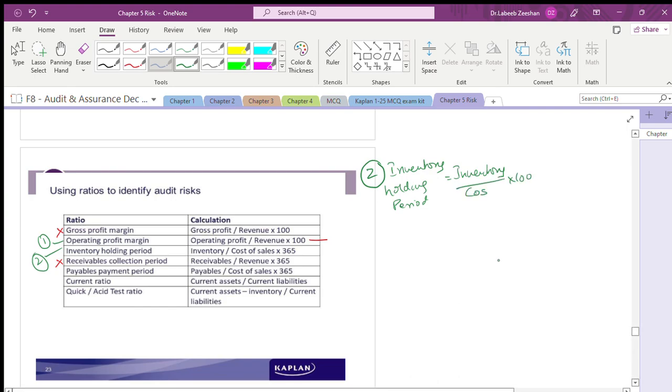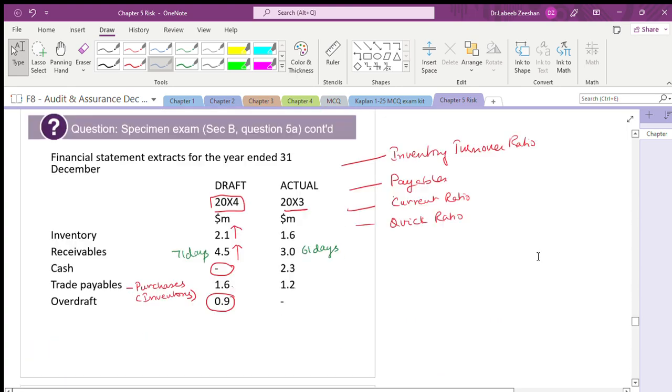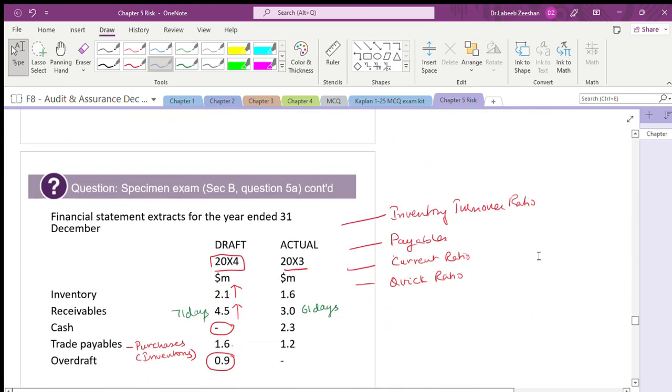See, you just write it in as short as possible. You don't need to write everything in the examination, but be very specific about what you are writing. Inventory is how much? 1.6. I will write here, point number 2, inventory for 2004 and 2003.